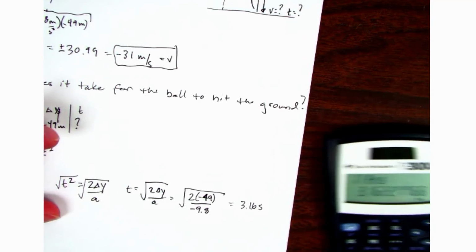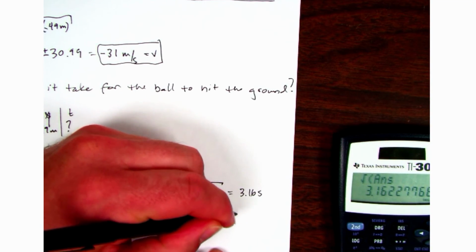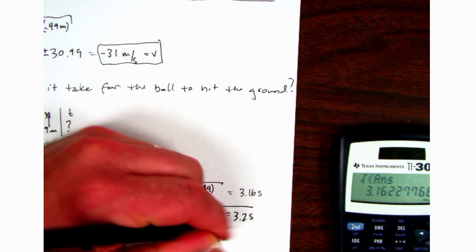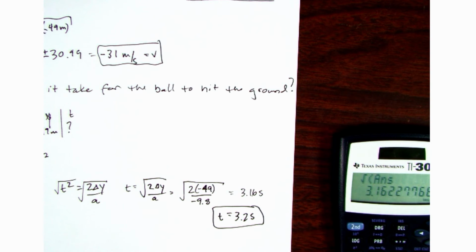Actually, let me round that to 3.2. Now some of you might say, well, how do you know not to take the negative root of that one? Well, it's time. We can't have a negative time. Time is a scalar quantity. So that is how to do problems with vertical kinematics and kind of employing the things that you know.